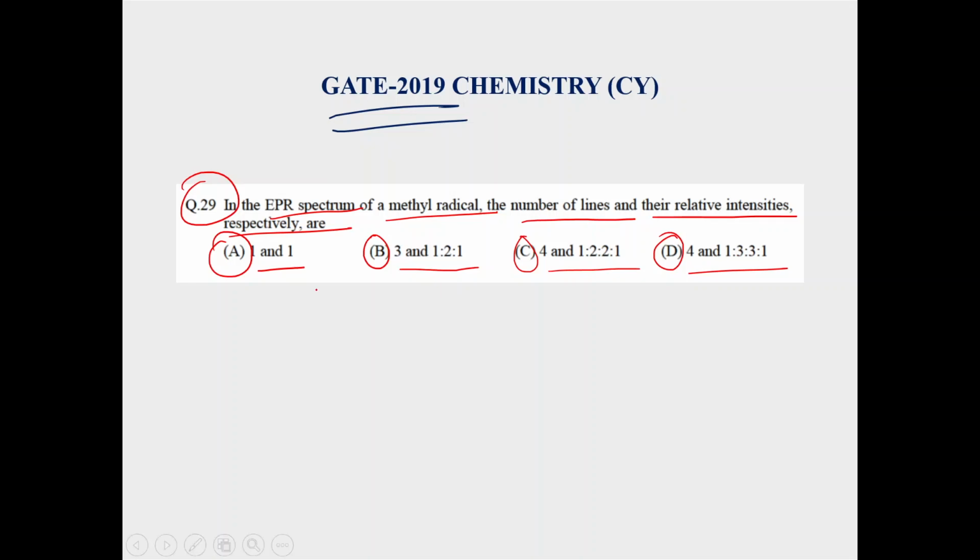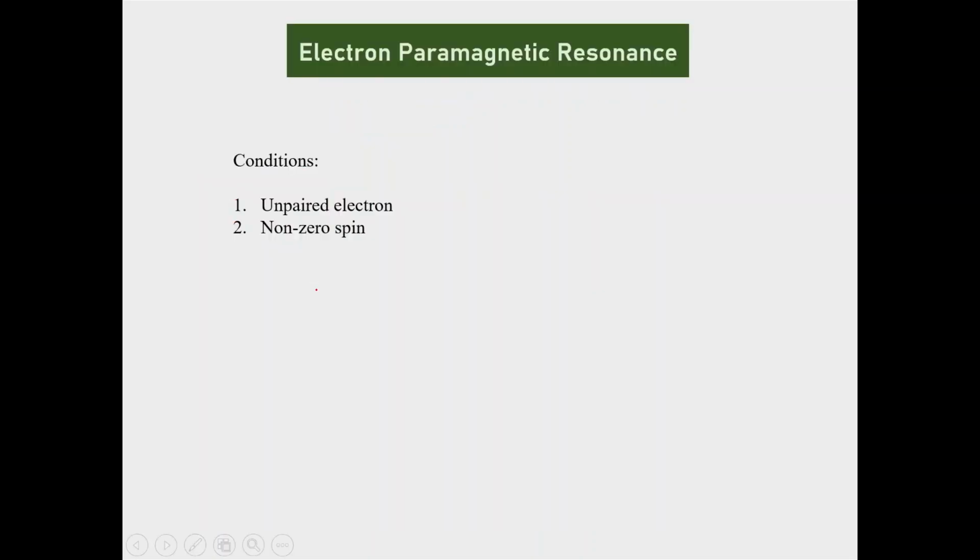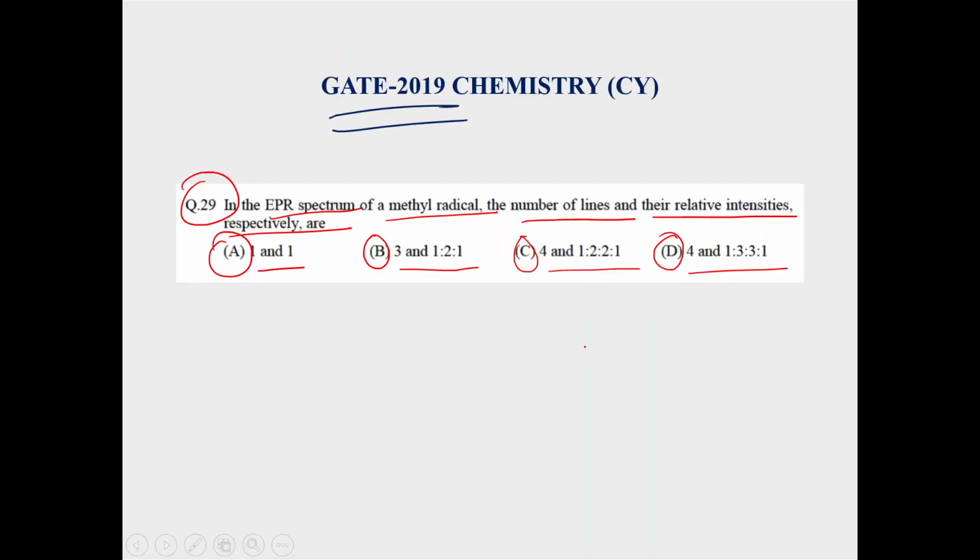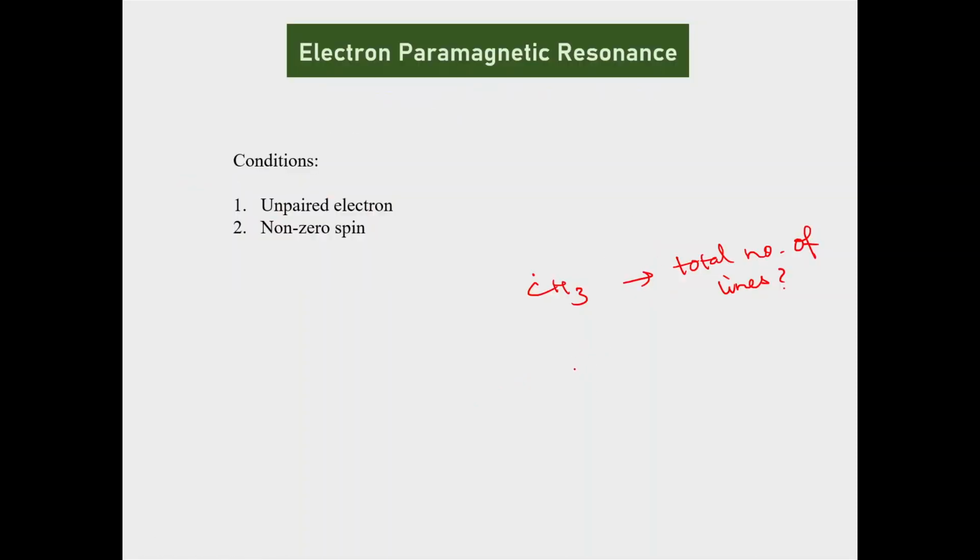Okay. So in this question they are asking that for the methyl radical, what is the total number of lines we are getting, and the relative intensity of those lines.